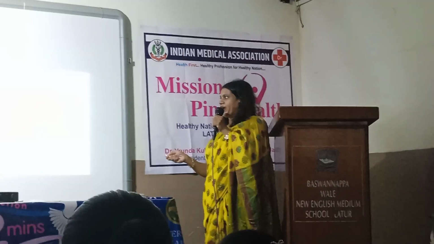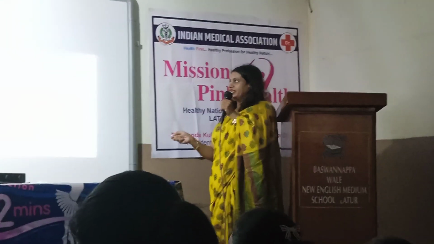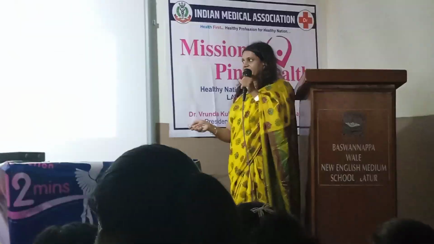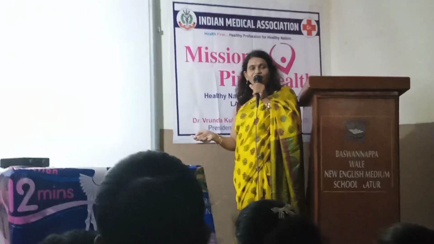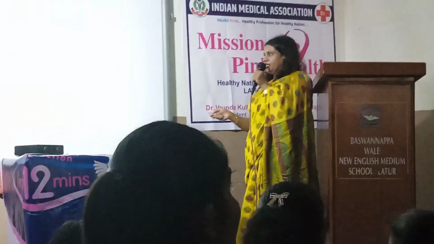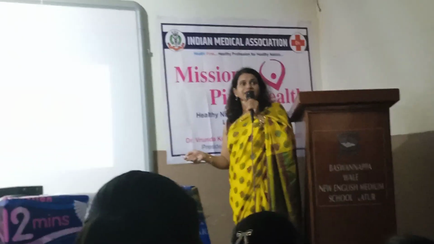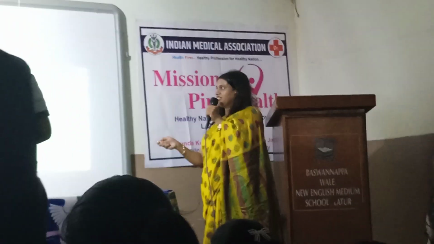So prior to this ovulation, this phase is called the follicular phase, whereas after this ovulation, this phase is called the luteal phase. Why? Because this structure which is left after ovulation is known as the corpus luteum, and the structure which is present before ovulation is called the Graafian follicle.